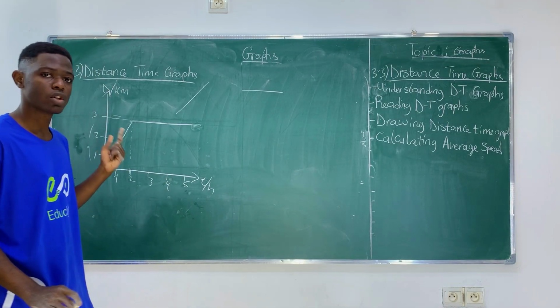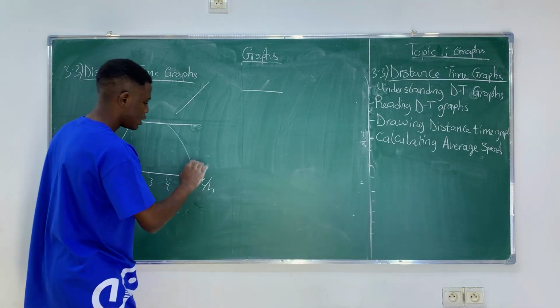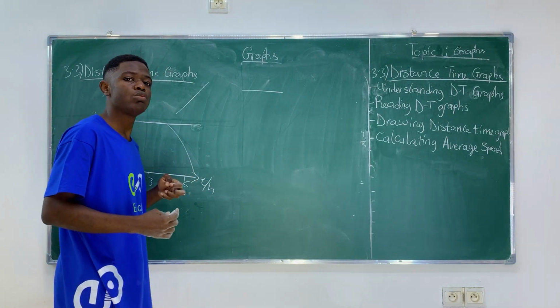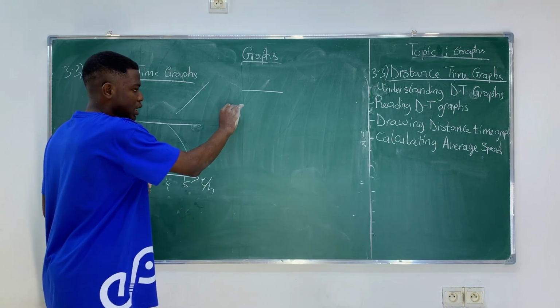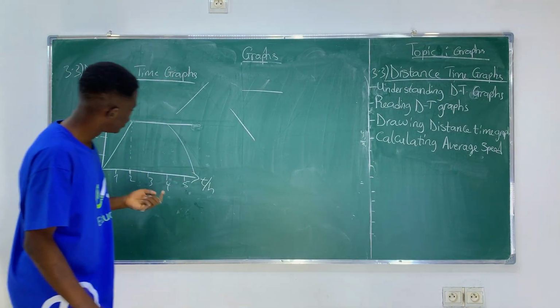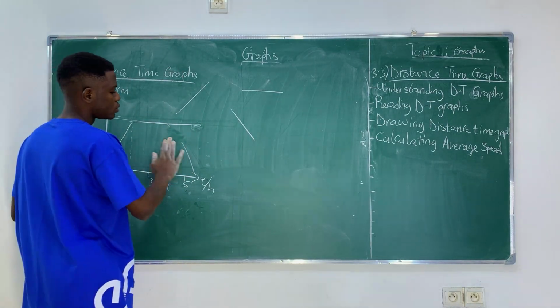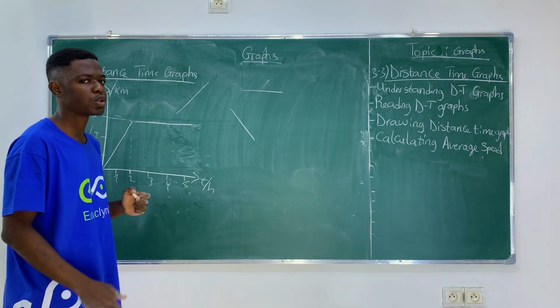In this case, we do not say that the person returned home. If there was a line going back like this, we'd say the person moved back home with a constant speed. So that is how you describe the motion.